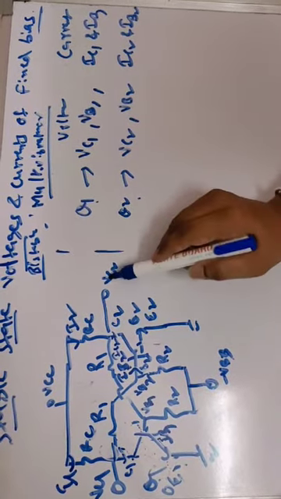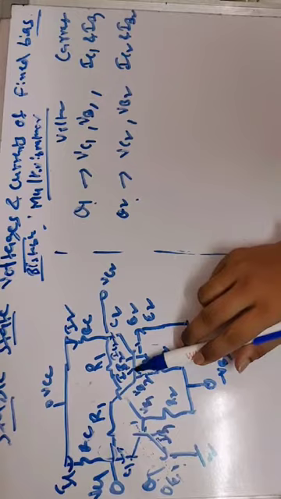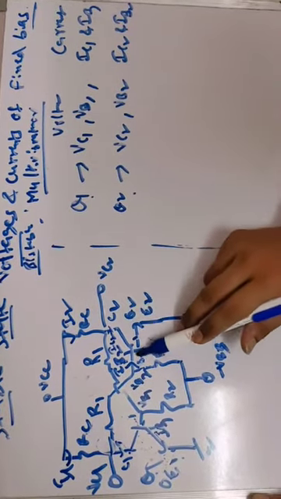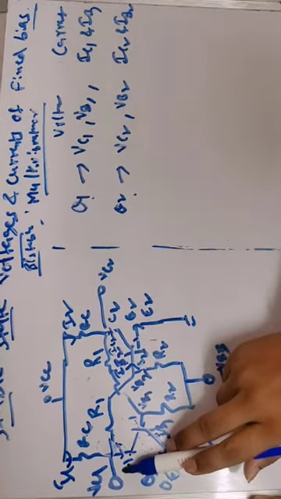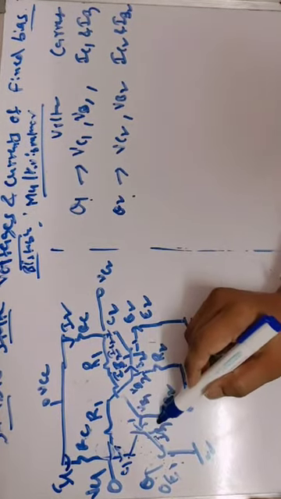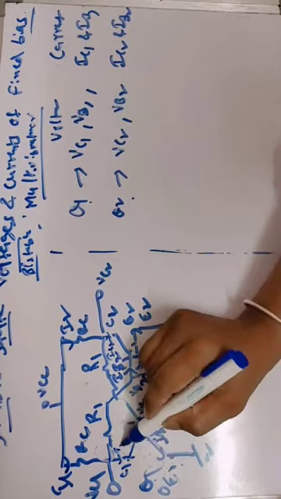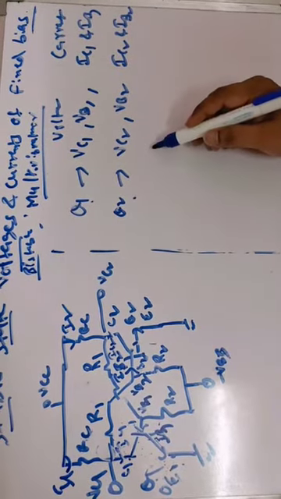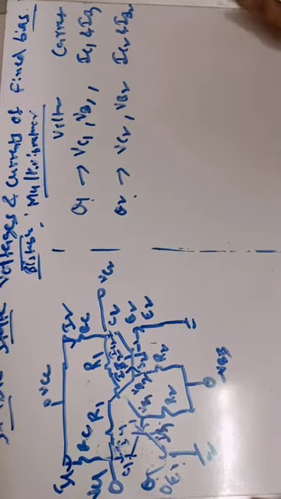So the collector voltage at this point is VC2, the base voltage is VB2, the collector current is IC2 and the base current is IB2. The collector voltage here is VC1 and the base voltage is VB1. The base current is IB1 and the collector current is IC1. So we have to find the stable state voltages and currents of a fixed bias bistable multivibrator.